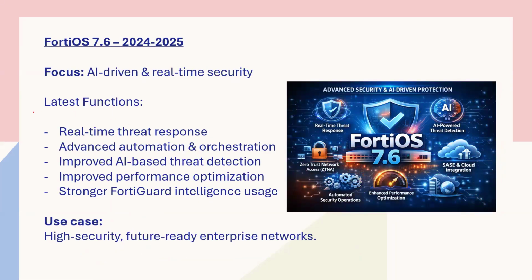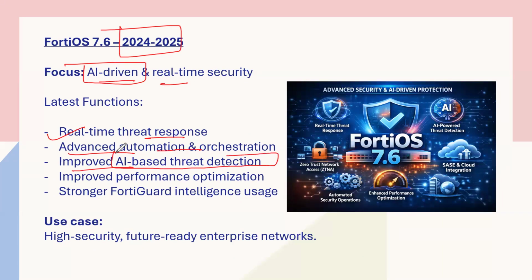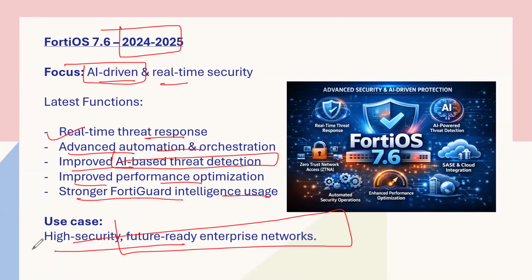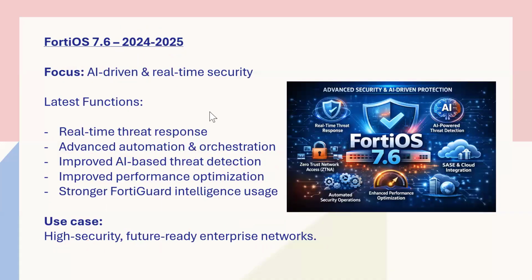7.6. Recently, it has launched in the year 2024-25. AI driven. It means that in this, the AI part has been added. Real-time security and AI driven. So, real-time threat response, advanced automation, and improved AI-based threat detection. Improved performance optimization, strong FortiGuard intelligence, high security, and a future-ready enterprise network it is. The latest one, 7.6. This is the latest OS version.